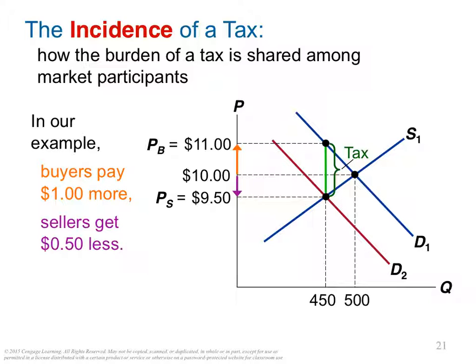And buyers are going to buy the pizza at $9.5, but in fact they are going to pay the government $1.5 more for the tax, so their effective price will be $11.